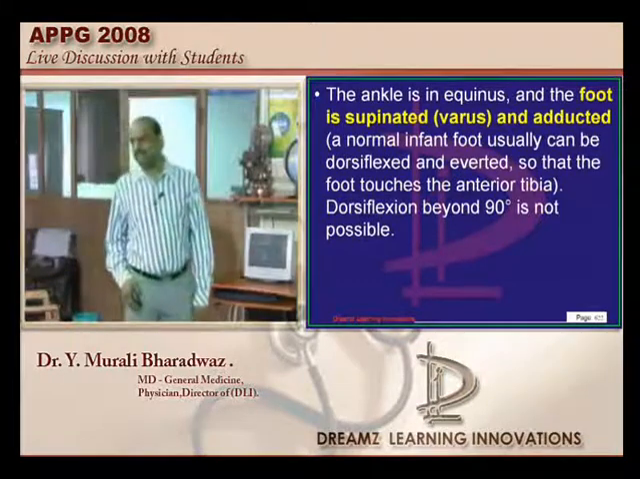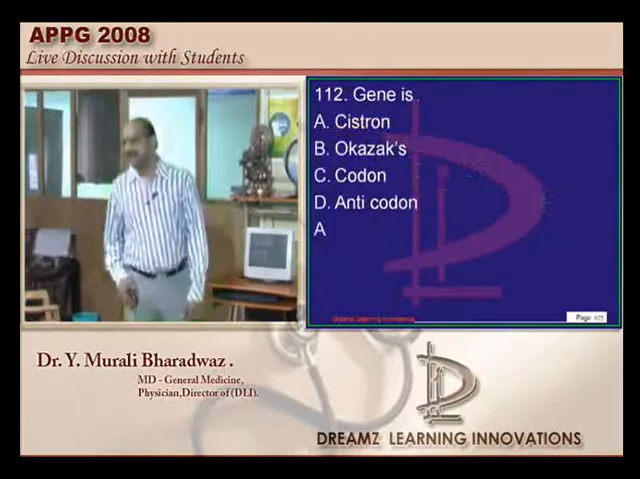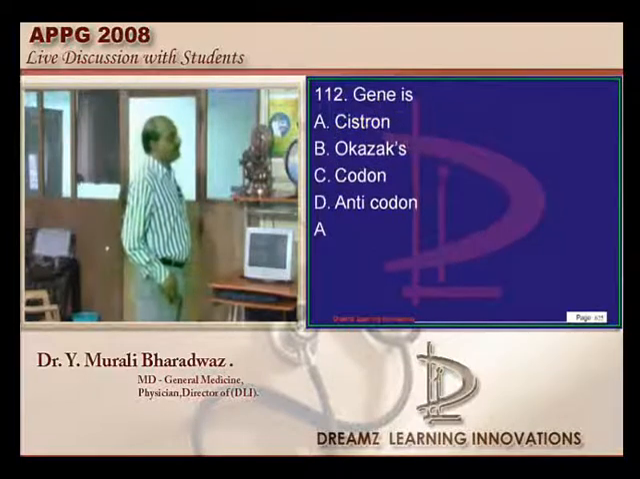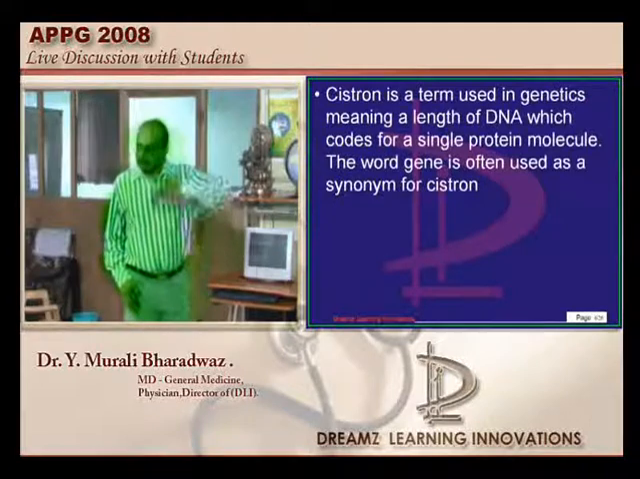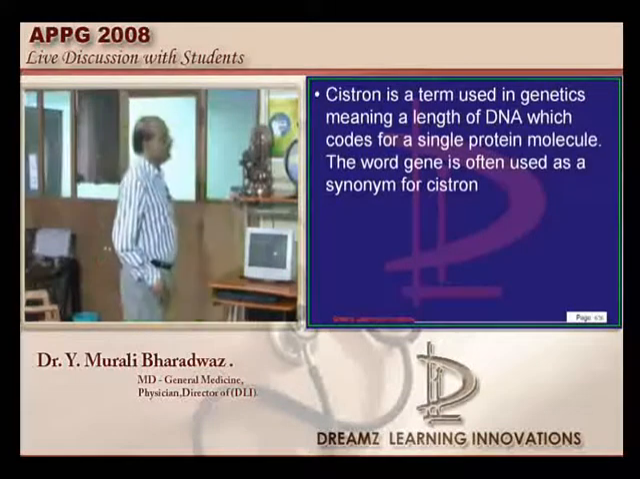What is gene? Cistron is a gene. Basically cistron is the length of the DNA which codes for a single protein molecule, and it is also interchangeable with the terminology.